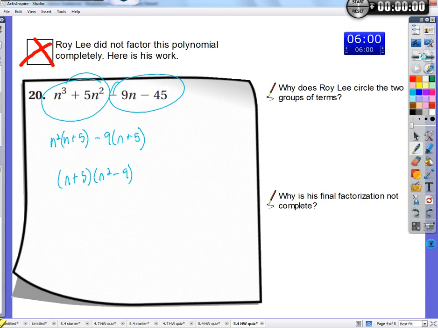Worthy did not factor this polynomial completely. So in this first step right here, before he even writes anything down, he circles those two groups. Why does he do that? Why does he circle those two groups? Why don't you write it down? What do we got? Why is he doing that?